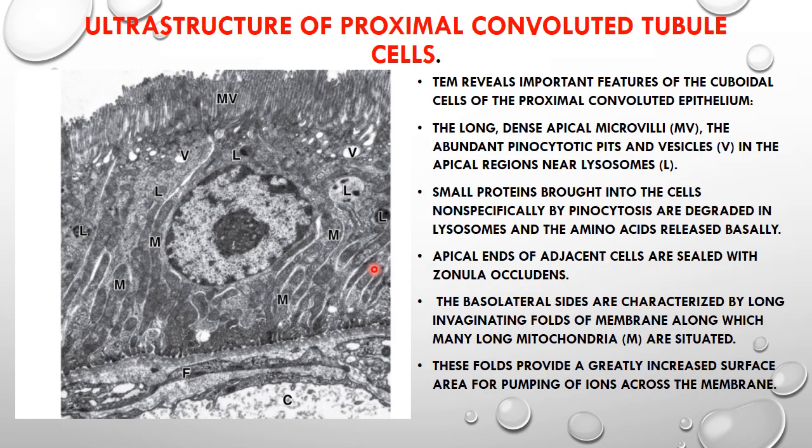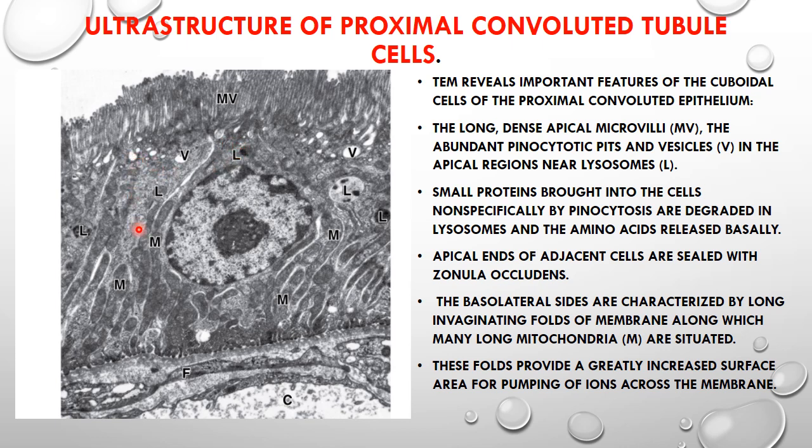The ultrastructure of the proximal convoluted tubule reveals all the important features of the cuboidal epithelium. It has long, very dense microvilli, and abundant pinocytotic vesicles are present between these microvilli. Now these small proteins are brought into these cells non-specifically by pinocytosis, and they are degraded in the lysosomes, and the amino acids are released basally.